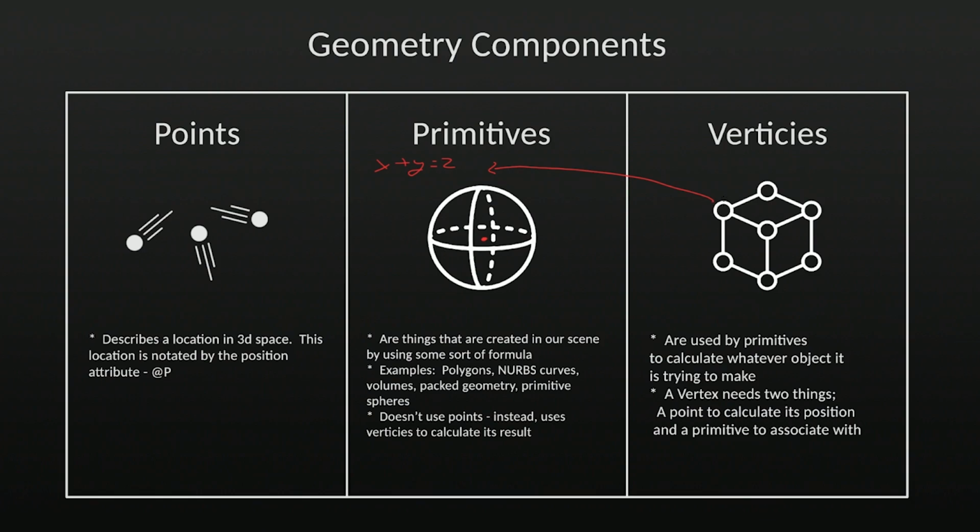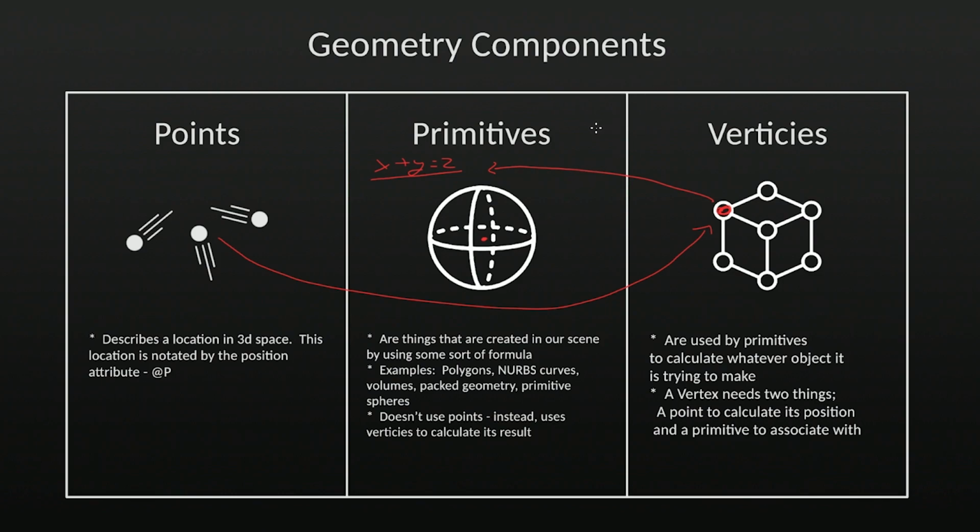And where did the vertex get its position information from? Well, it got it from one of these points. So the point was associated with a particular vertex, which then was associated with a primitive, and that's how this formula got what it needed to draw out this sphere.